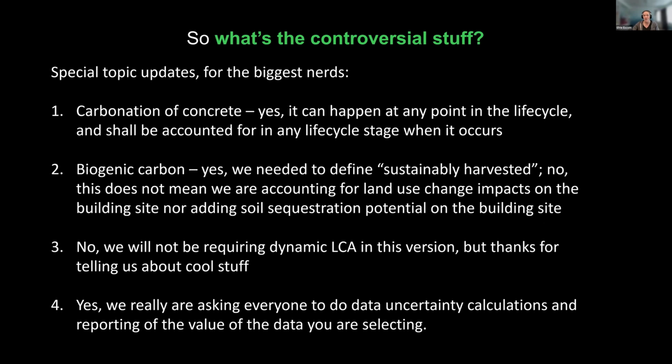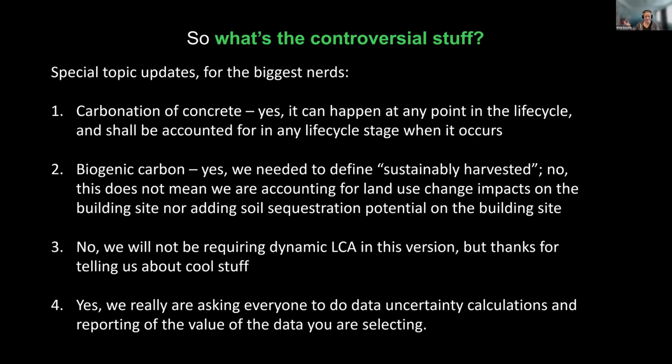So, for my big nerds out there, what's the controversial stuff? Well, one is that whole you have to add your uncertainty on top thing. Second, we heard you about carbonation of concrete. It can happen at any point in the life cycle. And yes, you should account for it in the stage of the life cycle when it occurs.